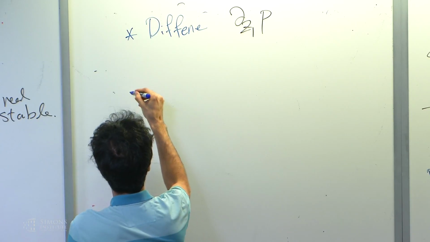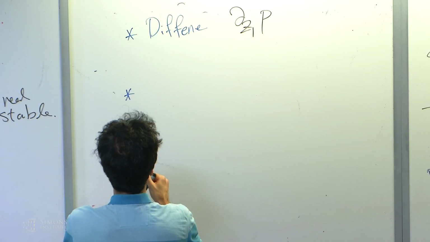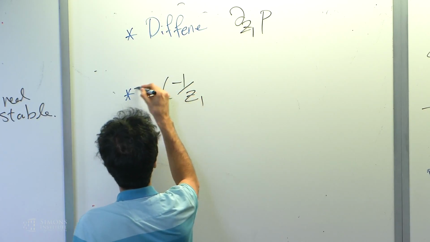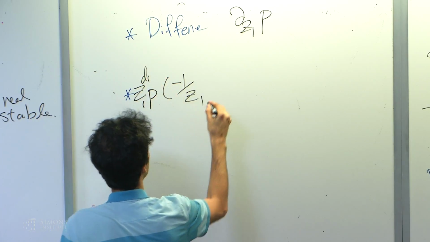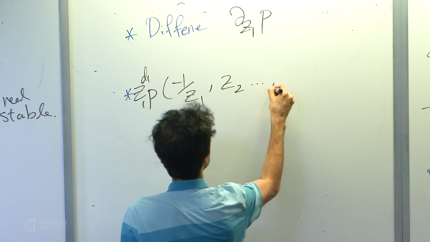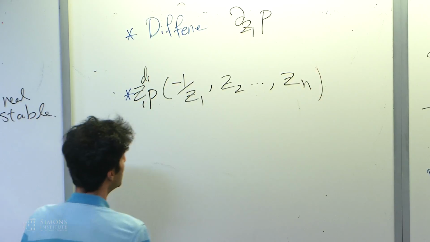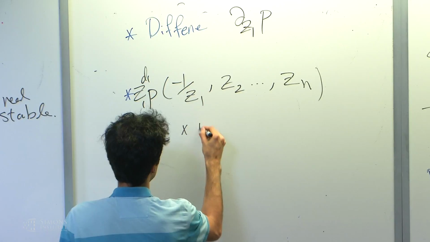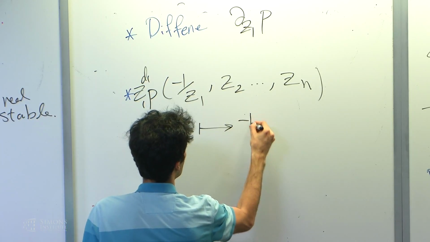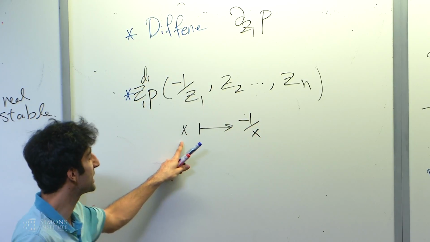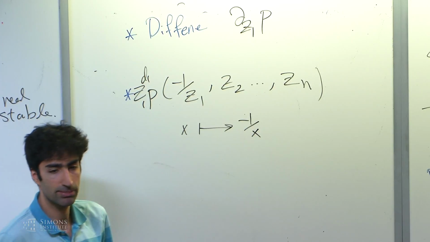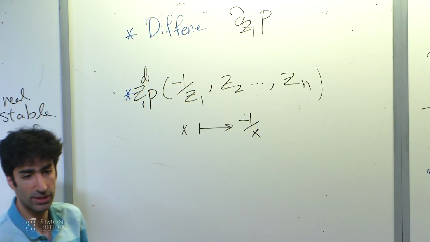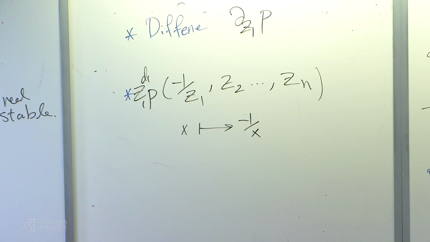Here is another one. If you look at p of -1 over z1, times z1 to the degree of z1, z2 all the way to zn, this is again another stability preserver operator. The proof is to see that if you map x to minus 1 over x, this maps the upper half complex plane to the upper half complex plane. So if z1 has positive imaginary value, so does minus 1 over z1, and that's all it is.